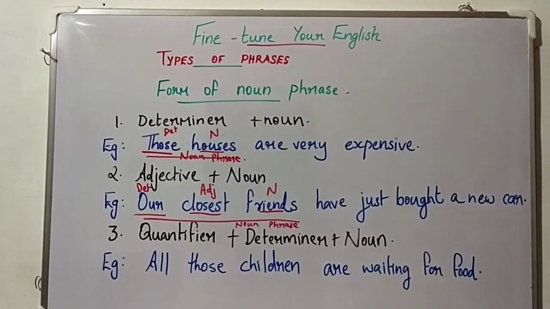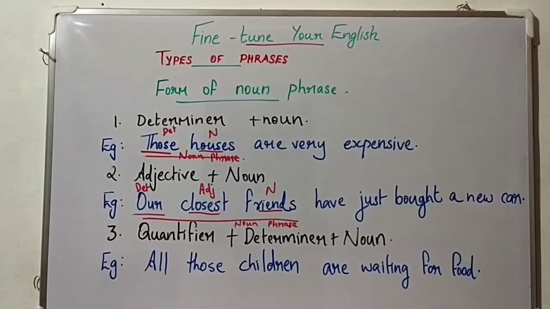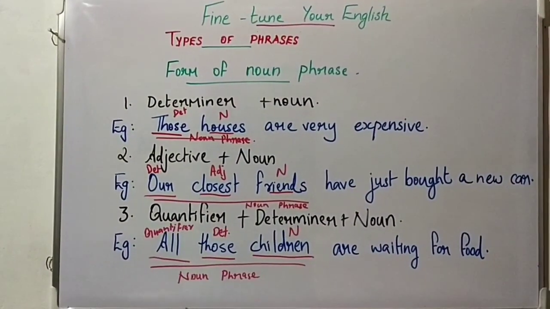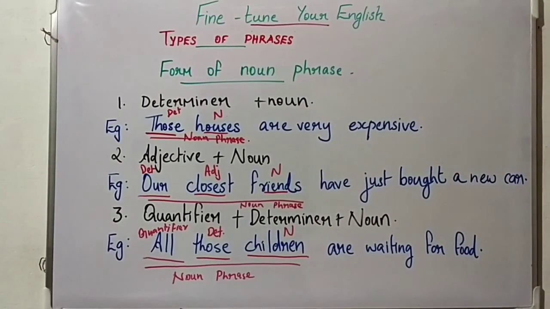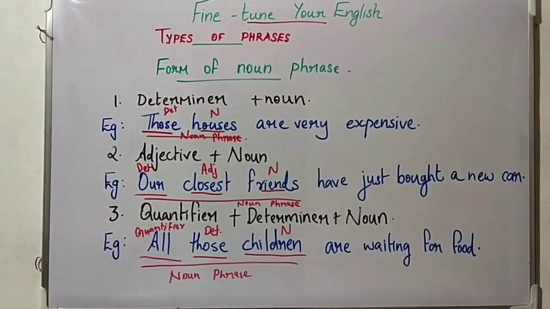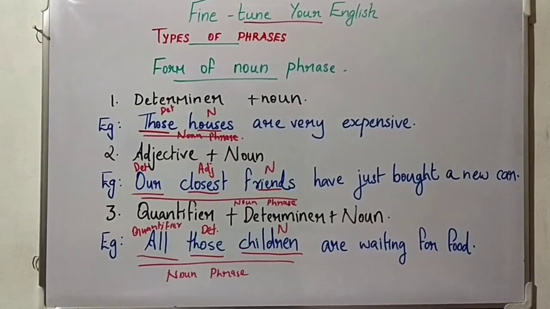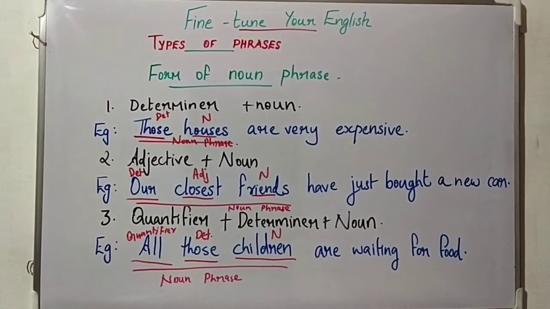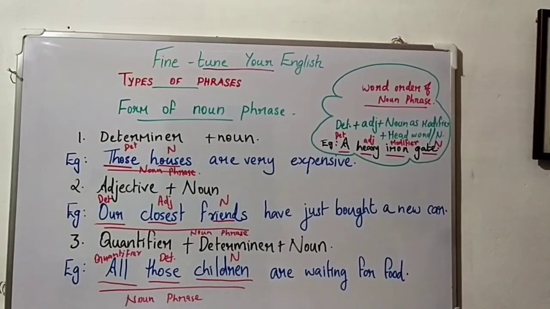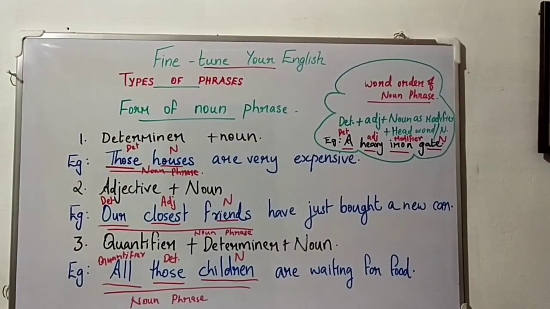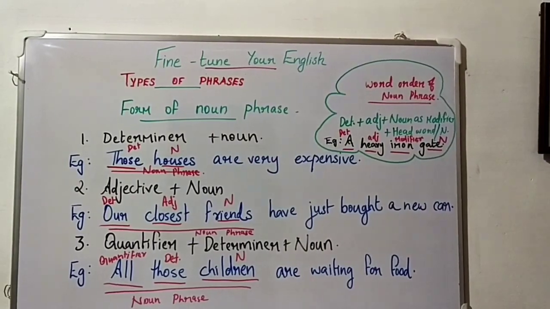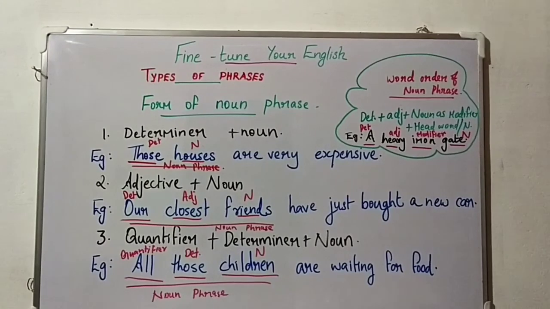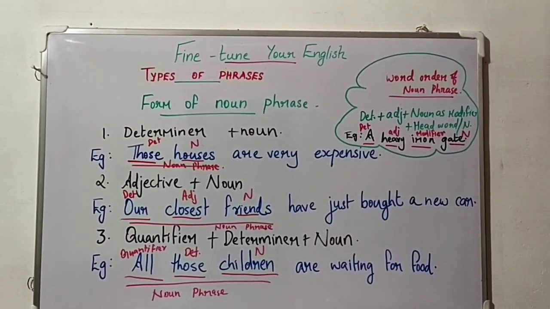Then see the second example. Combination of an adjective and a noun. Our closest friend had just bought a new car. There, our is a determiner, then closest is the adjective, then friend is a noun. Then third case, it is a quantifier plus determiner plus a noun. See the example given here. All those children are waiting for food. Here all is a quantifier and those is a determiner and children is the noun.